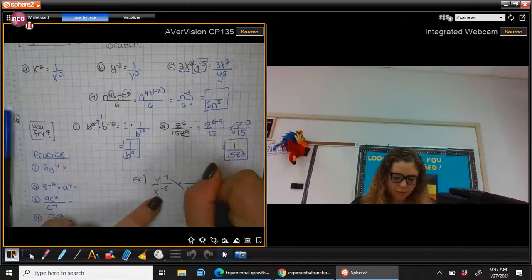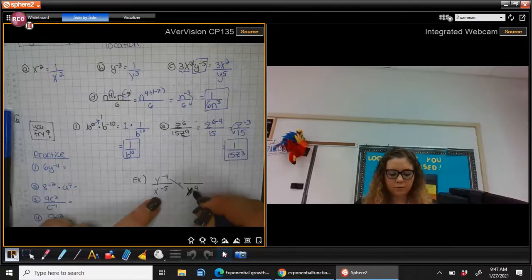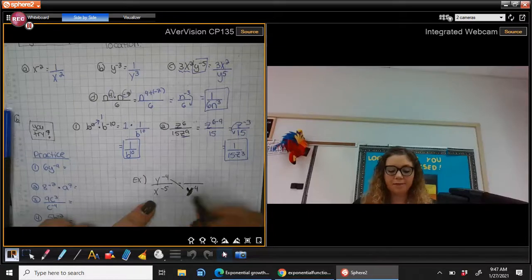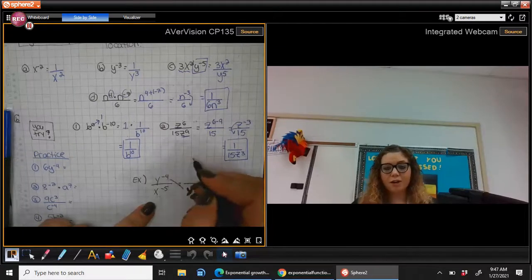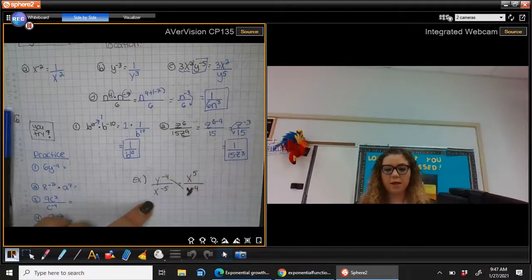That's a y. X to the negative 5th is on the bottom, so to make it positive, I'm going to change that and put it on the top. So we're just changing the location of it, and it makes it positive.